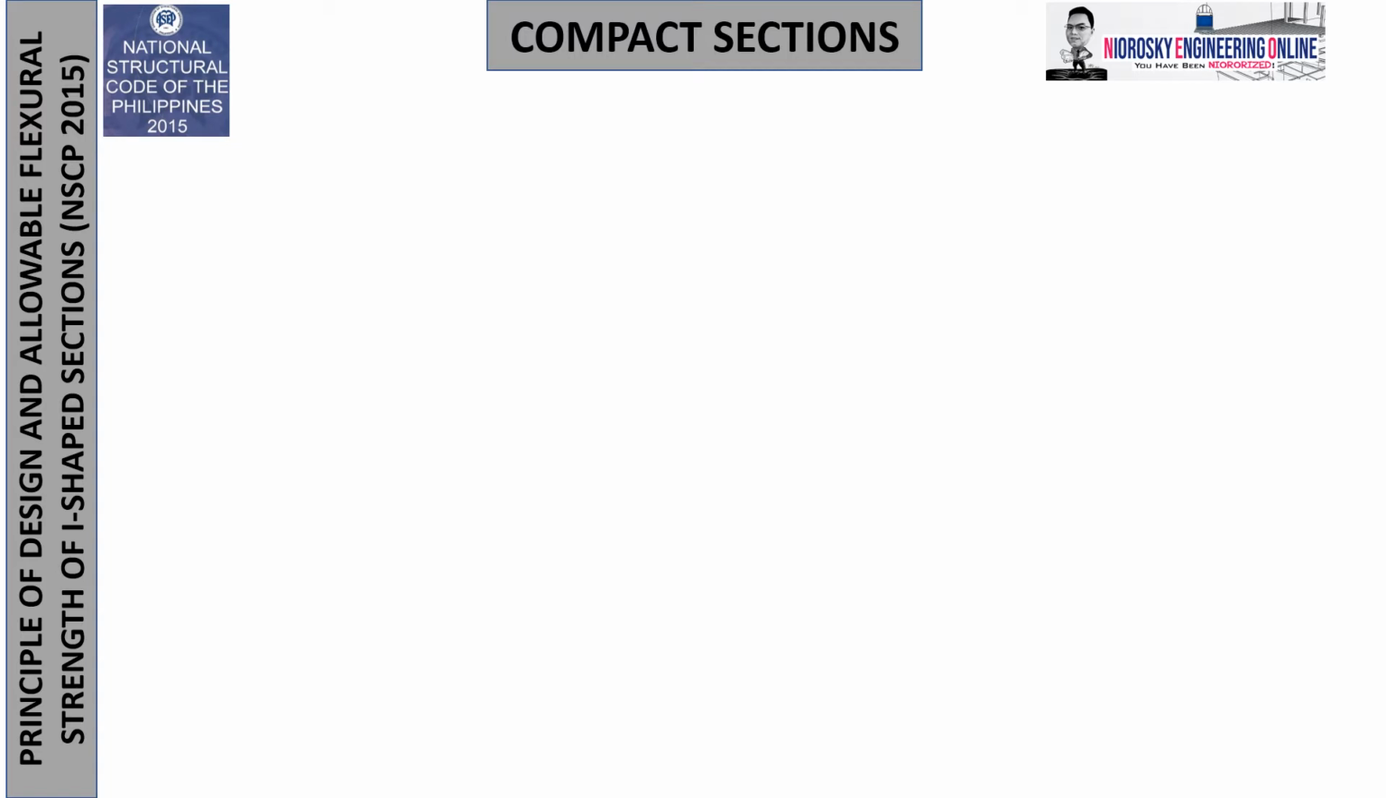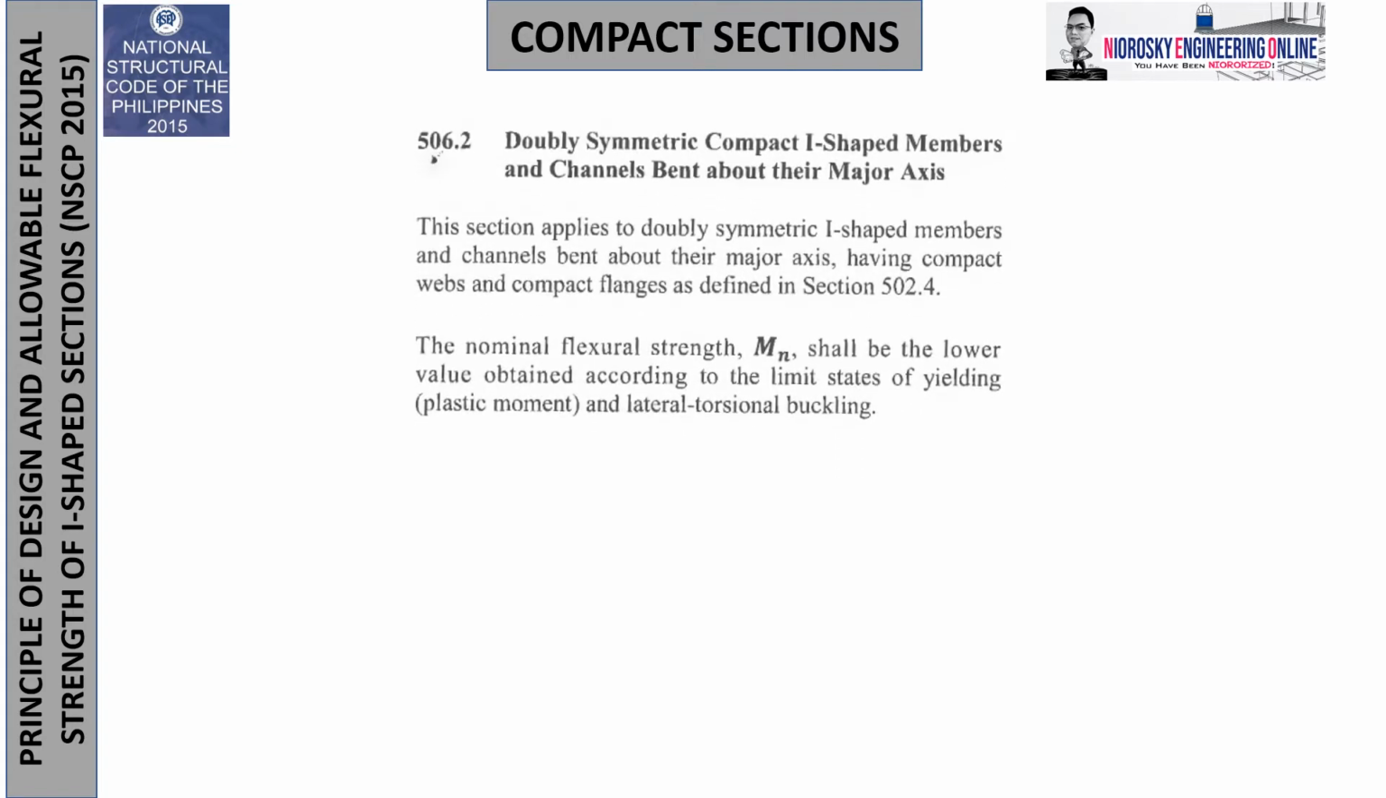Okay, ngayon, what if the section is compact? Syempre, there's a need to check first if compact, non-compact, or slender. What if compact sections, or pag sinabi natin compact section, should be both web and flange ang compact. So, both should be satisfied. So, ano sinasabi ni NSCP 2015? So, here are the procedures. But before that, is mentioned on 506.2, maraming case kasi yan.